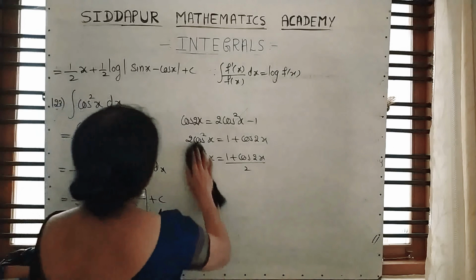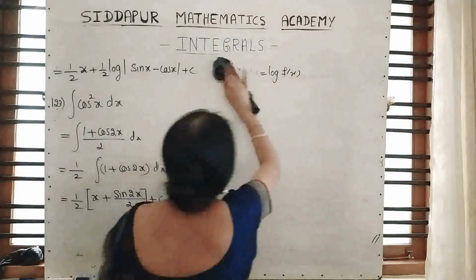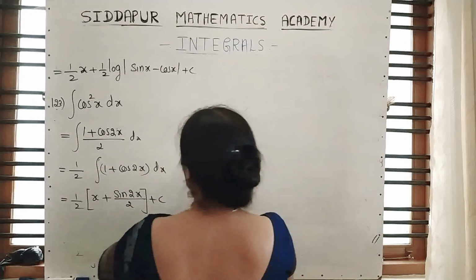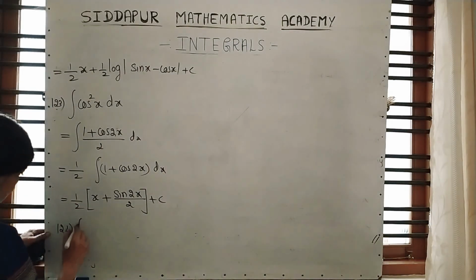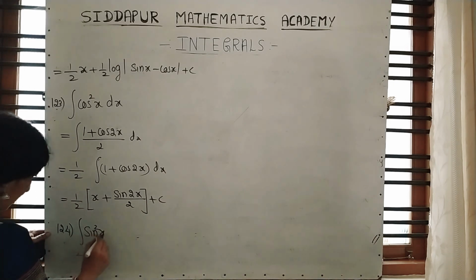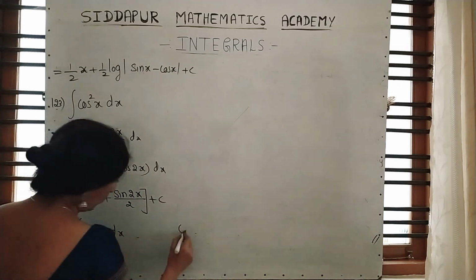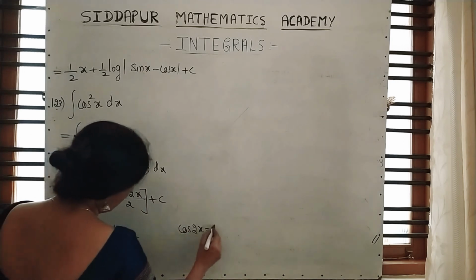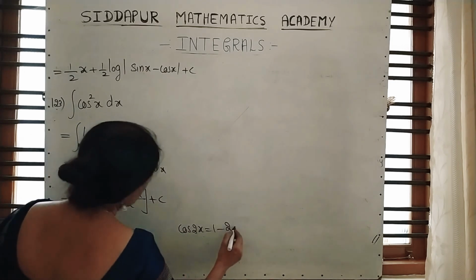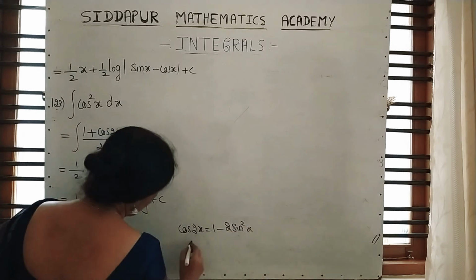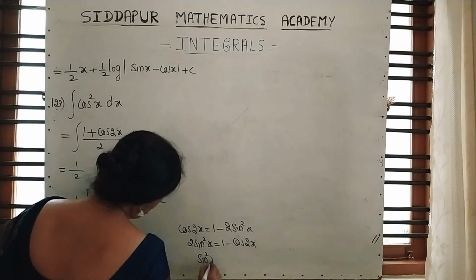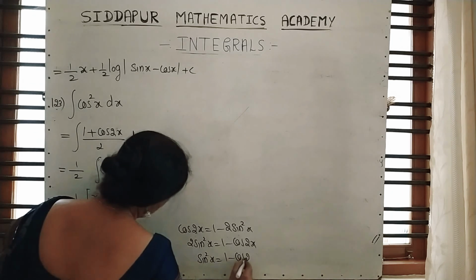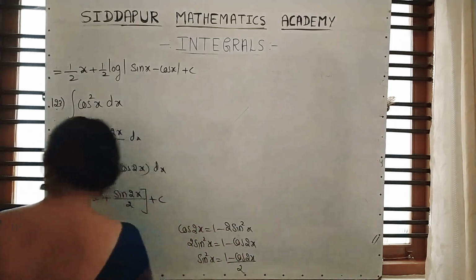Moving to the next question, 124. Sin square x. I will use that formula also. Cos 2x is 1 minus 2 sin square x. When you rearrange, 1 minus cos 2x. And sin square x will be 1 minus cos 2x divided by 2.